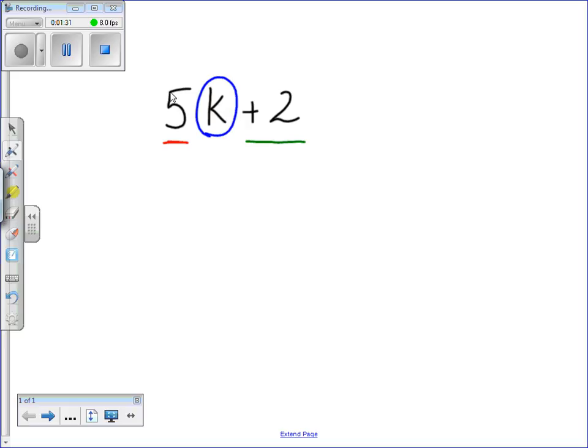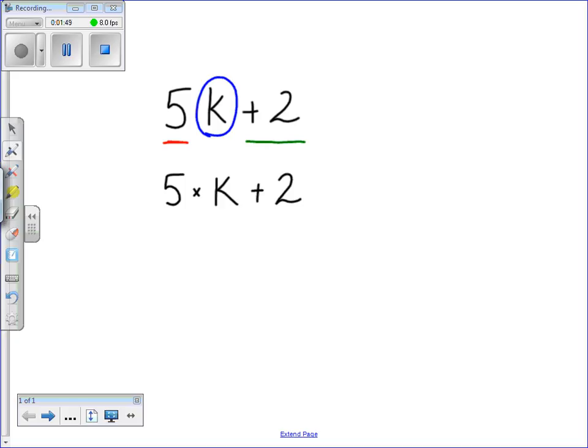So if we were to rewrite or expand this number sentence, what we would have is 5 multiplied by k plus 2. And that's actually what 5k plus 2 means.